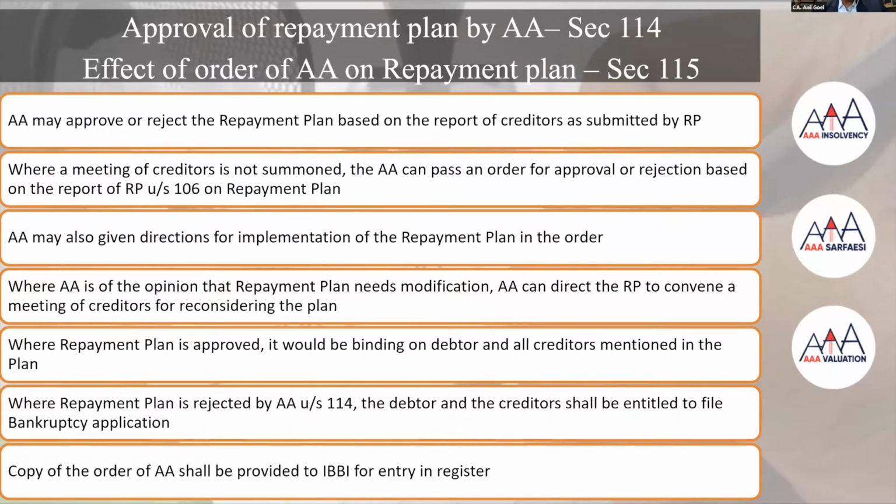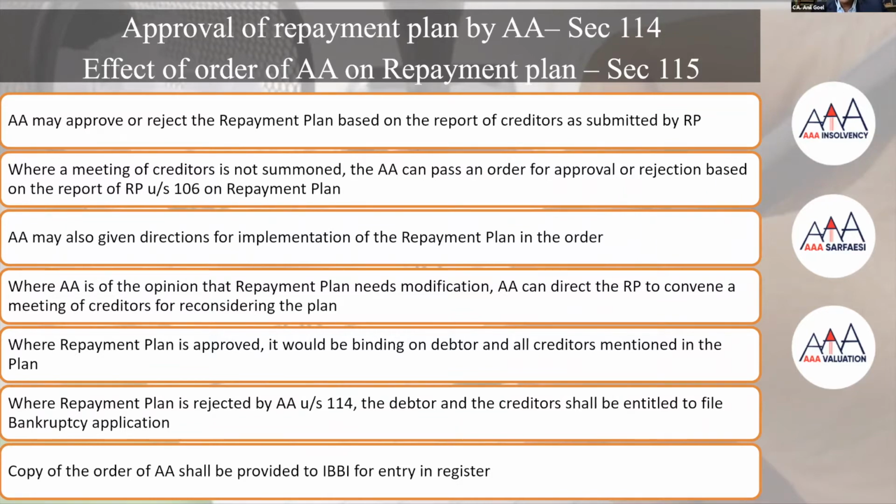So if the repayment plan is prepared, if the claim is filed only by 3 creditors, all the 3 creditors are mentioned in the repayment plan, and 75% voting share with the repayment plan has been approved, then it is binding on those 3 creditors. So in case there are some creditors who haven't participated in the insolvency resolution process, those creditors would still have their claim on the debtor.